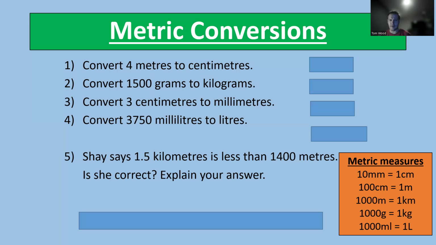So 4 meters into centimeters. This is going to be 400. Again, just imagine that base unit there. For every 1 meter, that is 100 centimeters. So this is going to be 4 times as many.